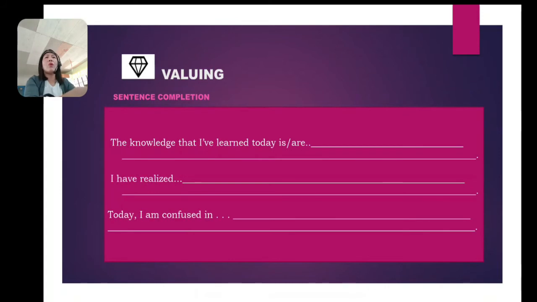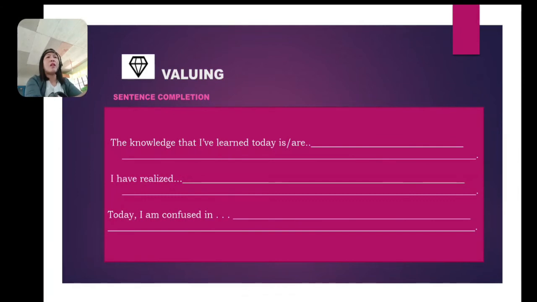Okay, let's go to the valuing part. For the valuing part, you're going to complete the sentence. Let's see whether you have learned from this lesson. Here are the sentences you're going to complete. You write them on your answer sheets, then you take a photo and send it to my messenger account.